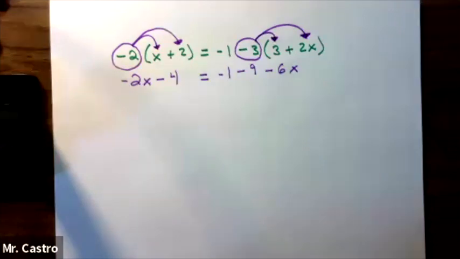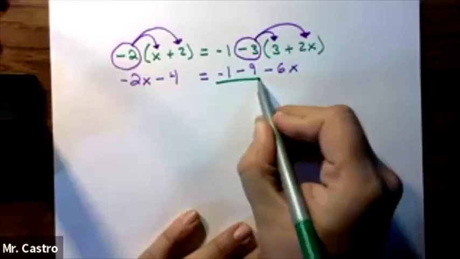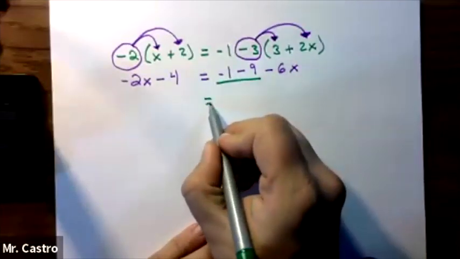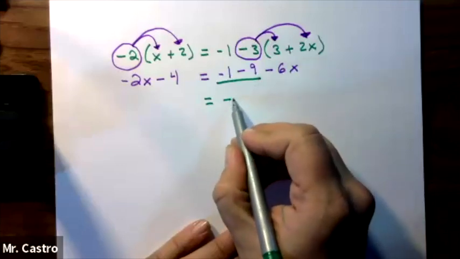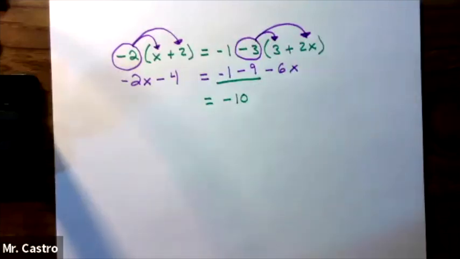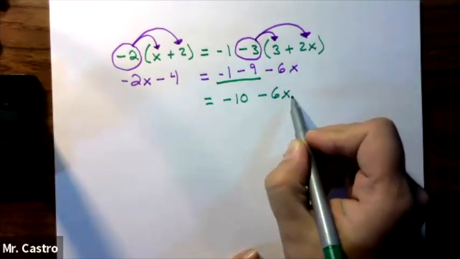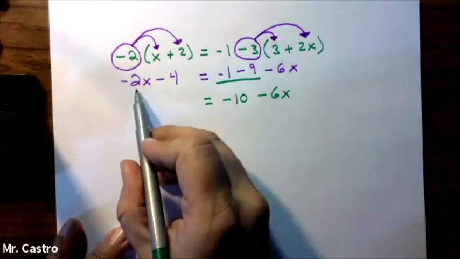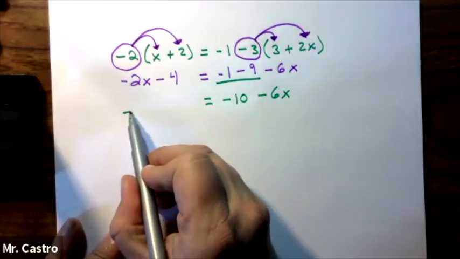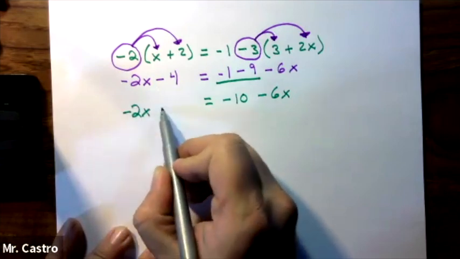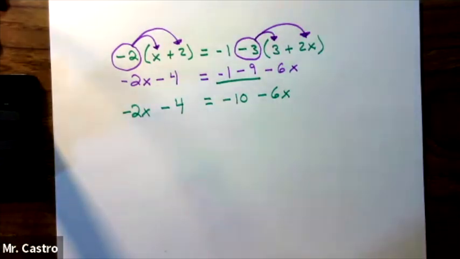Now what I'd like to do is combine some like terms. So you see here that I have a negative 1 minus 9. Well, I can combine those two together, and that gives me a negative 10. Then I have a negative 6x here on this side. And over here, I cannot combine the 2x and the 4 because those are not like terms. So I've got that right there.